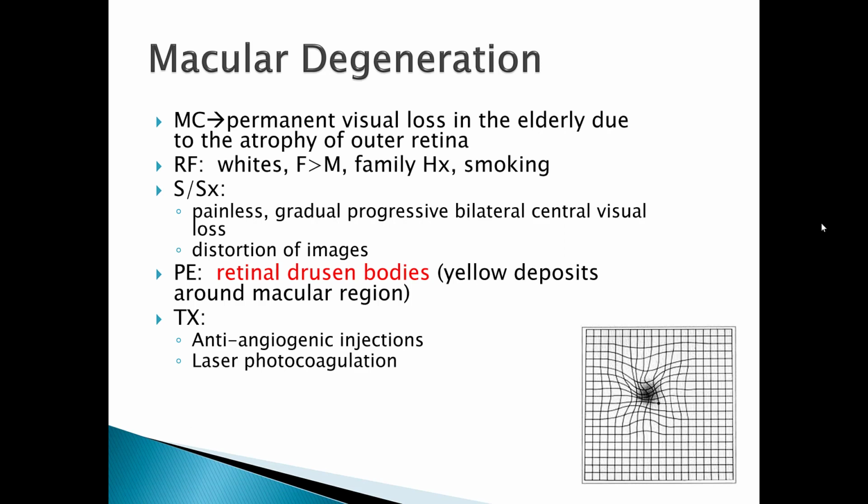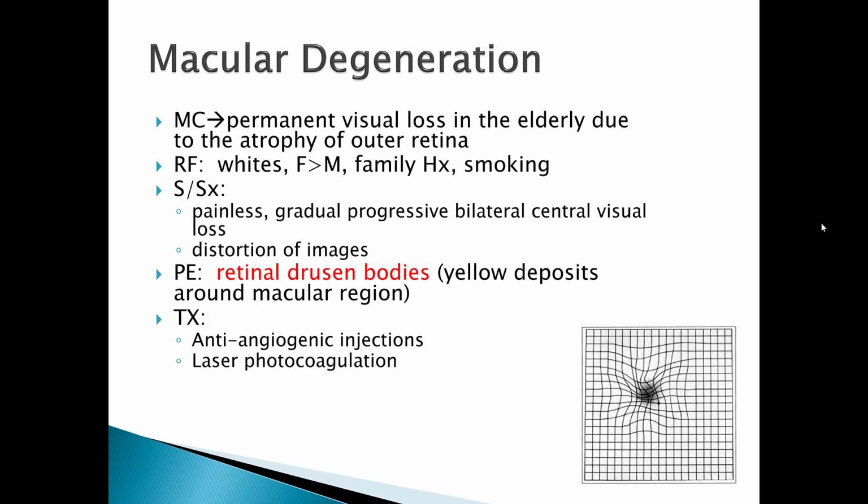So the first thing we're going to talk about is macular degeneration. It's the most common cause of permanent visual loss in the elderly due to atrophy of the outer retina. Risk factors for this condition are Caucasian, female greater than male, family history, and smoking.